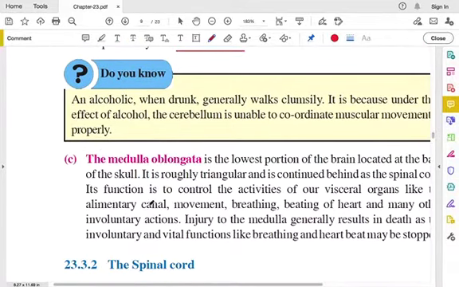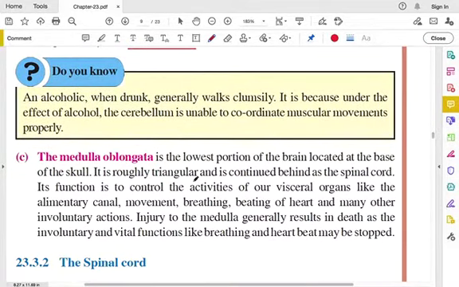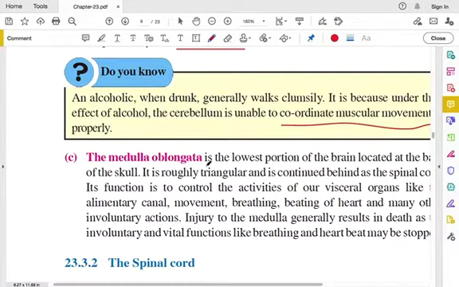If you see an alcoholic person when he's drunk, he walks clumsily. It is difficult for him to maintain the balance because under the effect of alcohol, the cerebellum is unable to coordinate the muscular movements properly. That is the reason why the alcoholic person walks clumsily. So that's the function of the cerebellum.